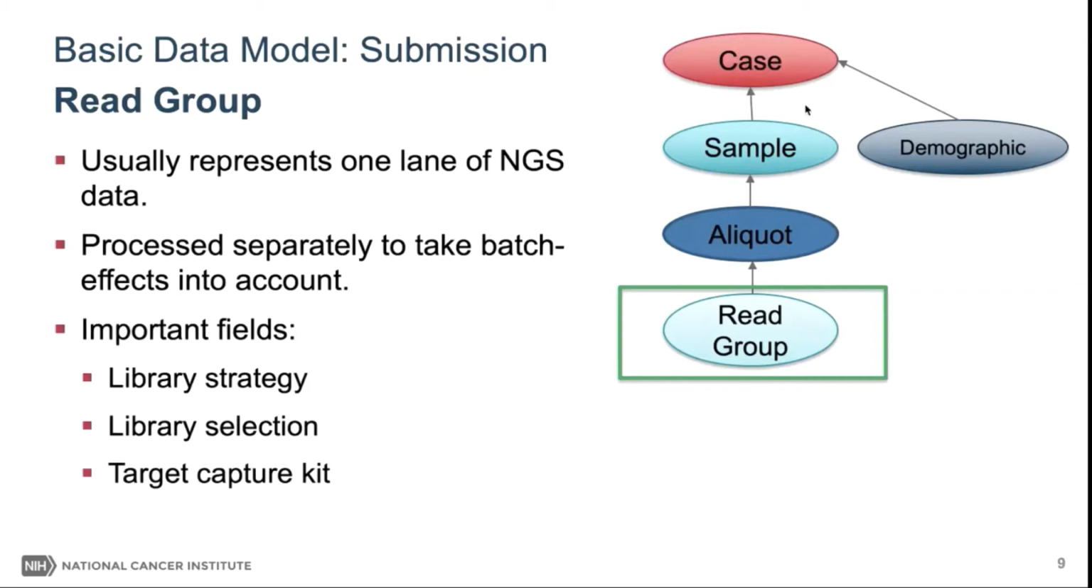This is important in whole exome and targeted sequencing because this tells the bioinformaticians which regions of the genome to focus variant calling on. In the case of something like whole genome or RNA-seq, this actually wouldn't be important, but we require that it is filled out as not applicable, just so that it never gets forgotten in the case that it is needed.